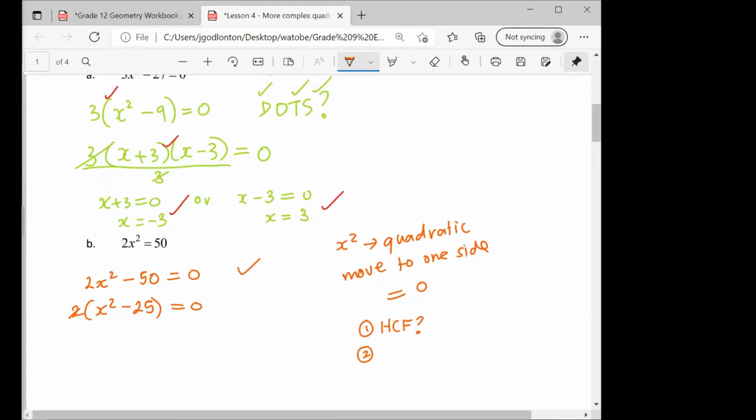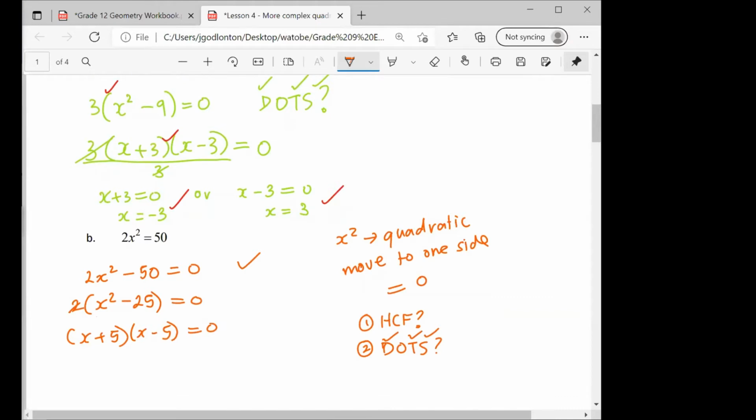Next step, there are 2 terms. Can I do difference of two squares? Yes. 2 terms? Yes. Both square numbers? Yes. So I can do difference of two squares. So I'm going to have (x + 5)(x - 5) is equal to 0. And so my 2 brackets become x plus 5 is equal to 0.